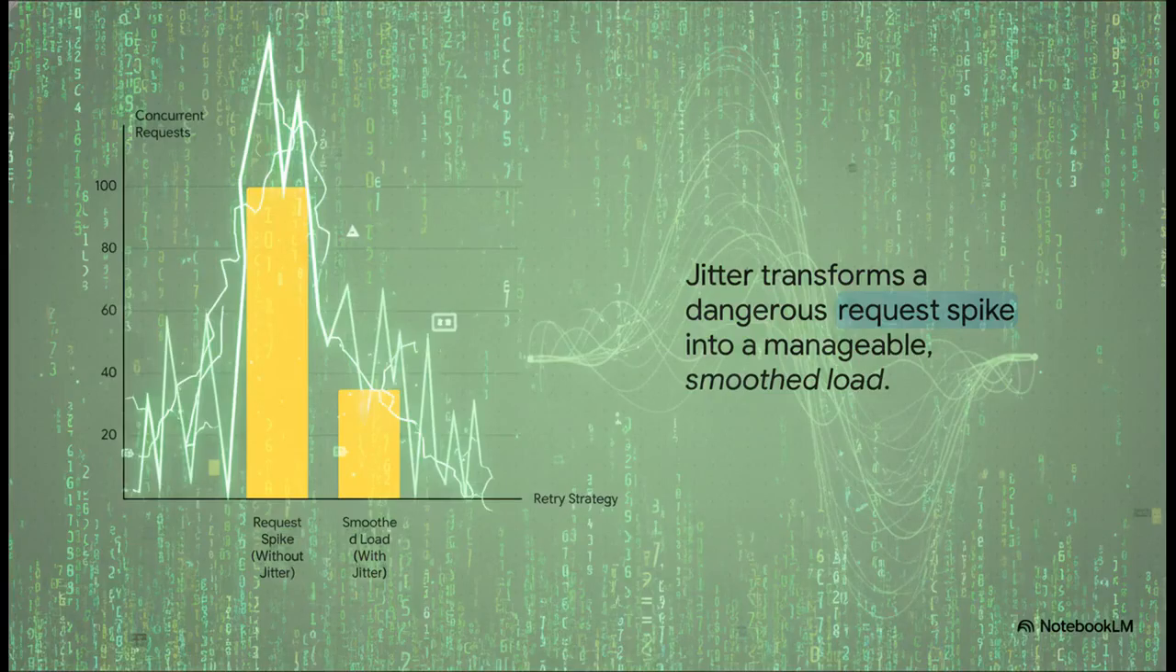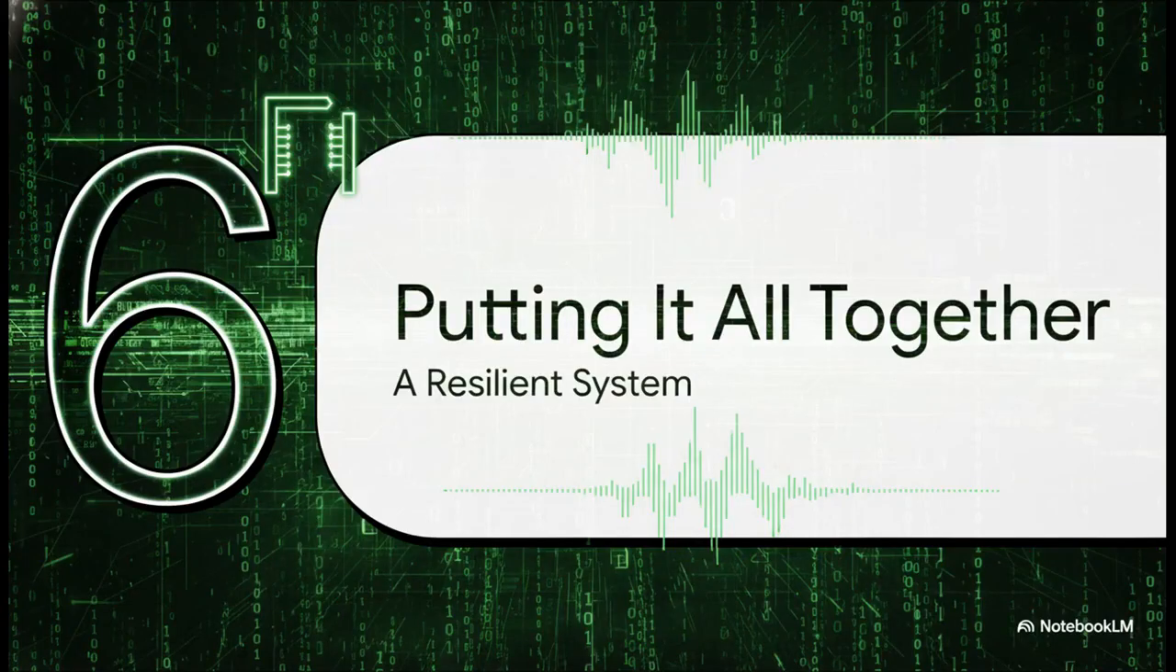And the difference is just dramatic. Look at this. Without jitter, you get this massive, dangerous spike of traffic that can easily knock a service over. But with jitter, that exact same amount of traffic becomes this gentle, manageable flow that a recovering service can actually handle. So we have our two key tools in our toolkit: the circuit breaker, which isolates the initial failure, and jitter, which helps manage the recovery.